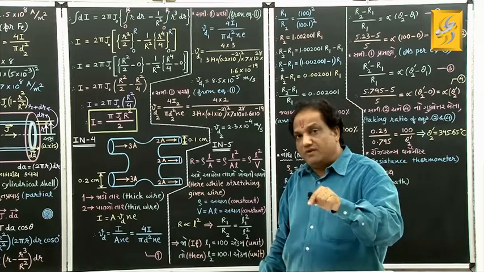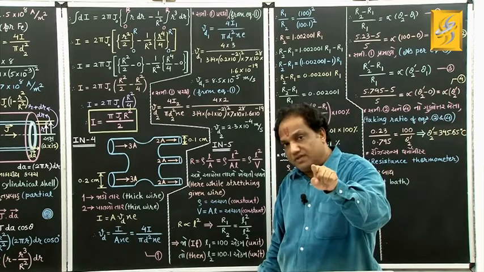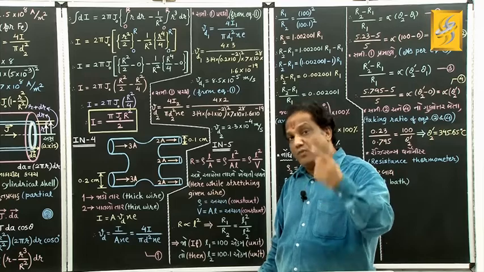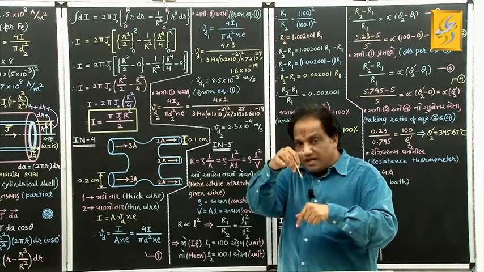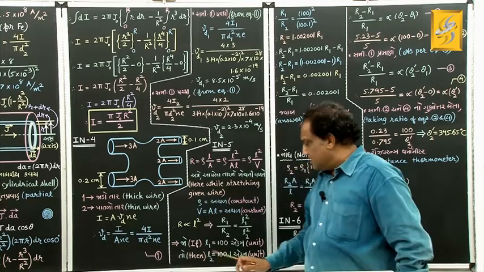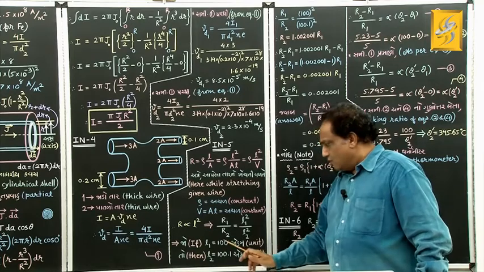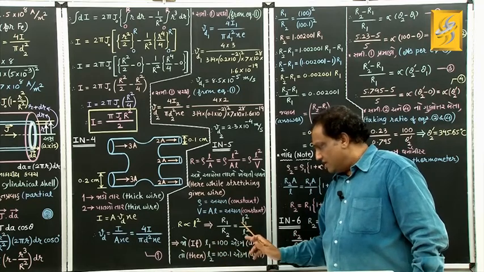Got it? Here, what is the increase in the length by percentage? It is 0.1 percent. What is 0.1 percent of 100 units? It is 0.1 units. That much is the increase. So 100 plus 0.1, that is 100.1 units. Got it? Put these two values of L1 and L2 here.